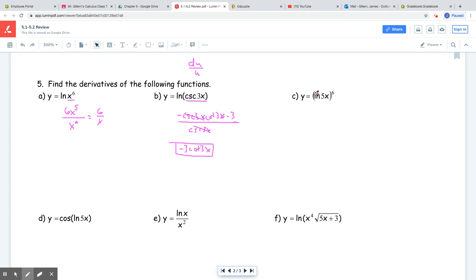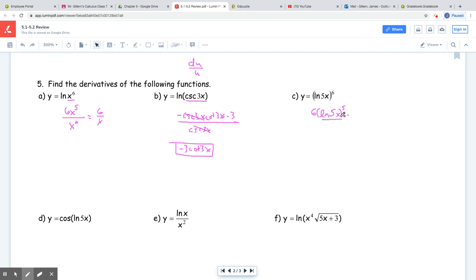All right, something like this. Well, this is chain rule. All right, so we have this whole thing being raised to the 6th power. So you take the derivative of the outside, which means you do the power rule, keep the inside the same. The 6 becomes a 5. But now I got to take the derivative of the natural log of 5x.